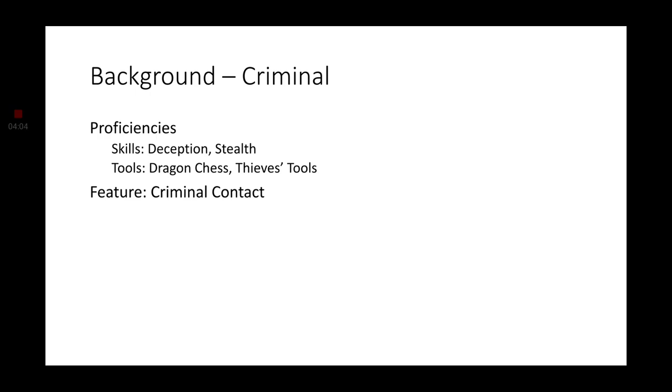Background. The Riddler is a criminal. Straightforward, nothing to debate about. Skills are deception and stealth. Tools, you get a gaming set of your choice. I decided to go with Dragon Chess just because that was a brain teaser sort of game. So it made sense for a brain teaser sort of guy to have a brain teaser game. You also get access to Thieves Tools and the feature Criminal Contact.